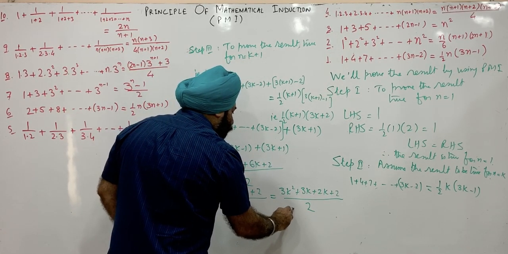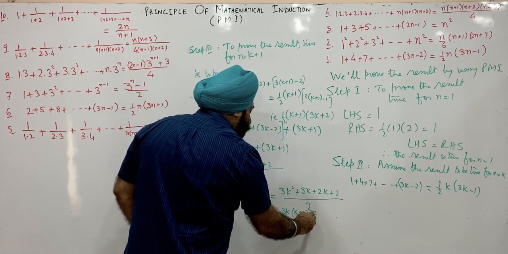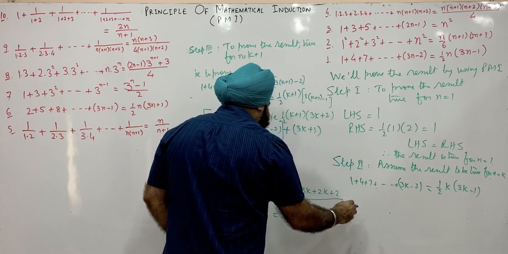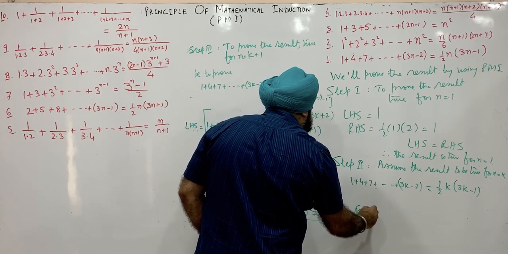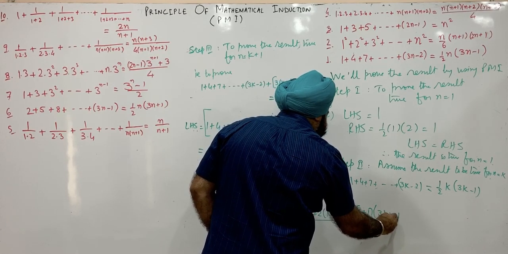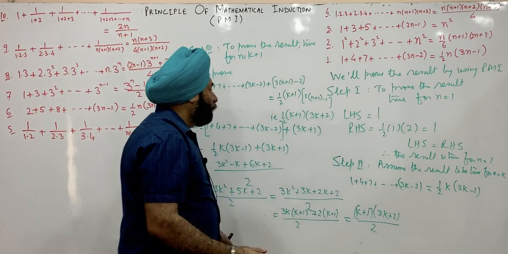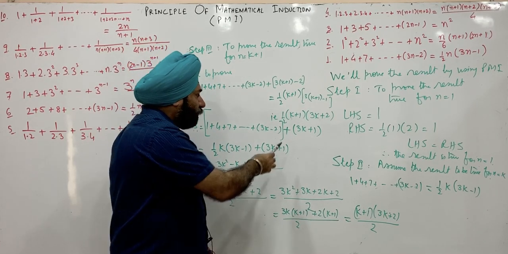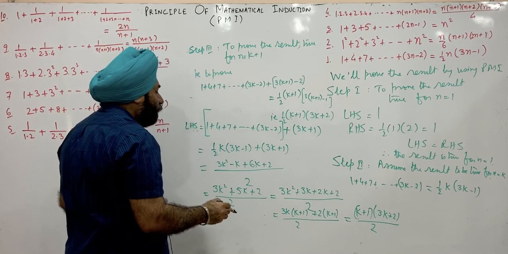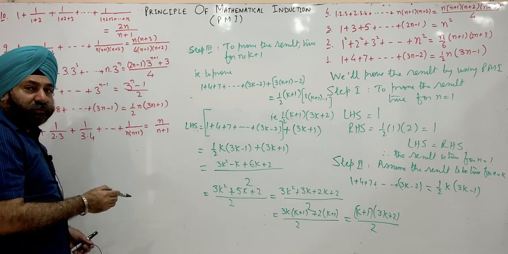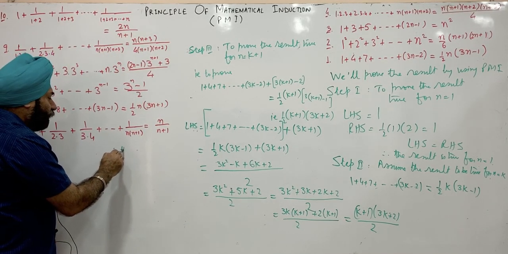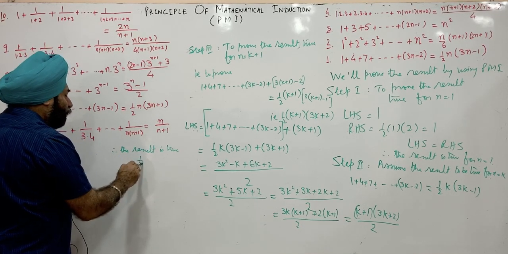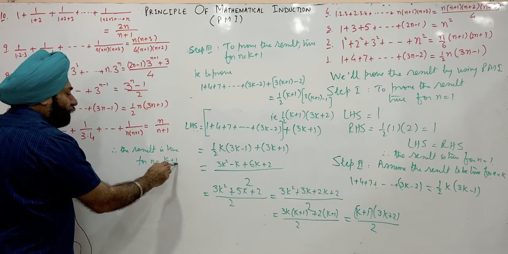That's 3k common is k plus 1, 2 common k plus 1 upon 2. That is, this is k plus 1 into 3k plus 2 upon 2. And this is what we wanted to prove, k plus 1 into 3k plus 2 upon 2. So that means we have proved the result true for n is equal to k plus 1.